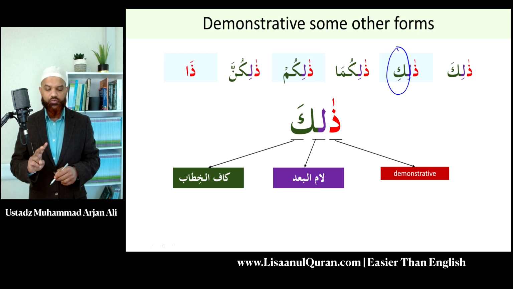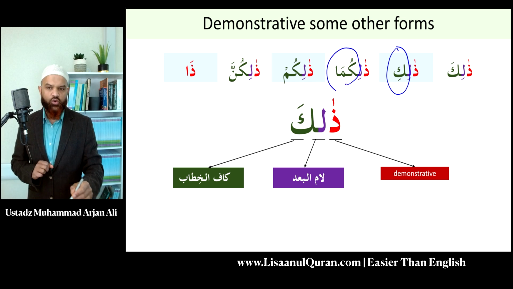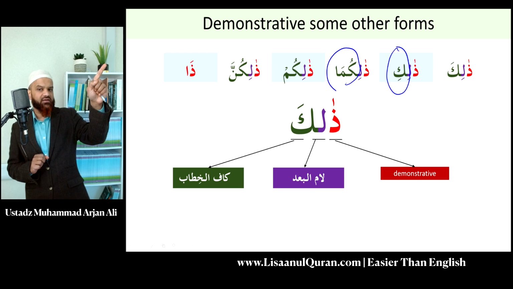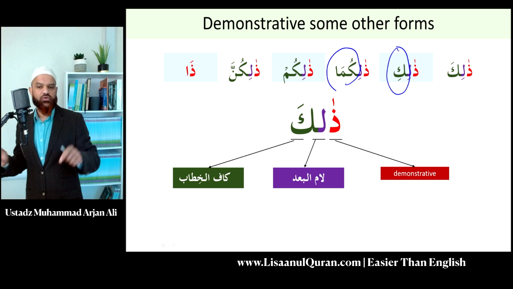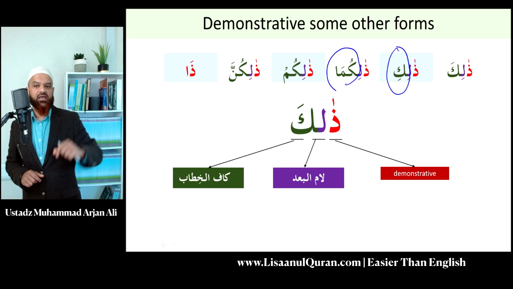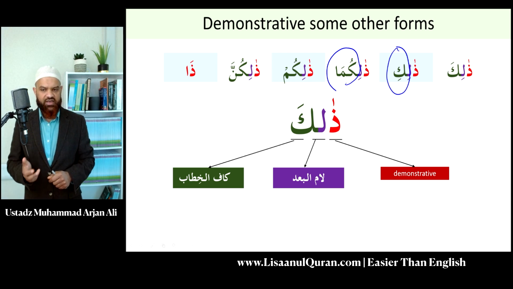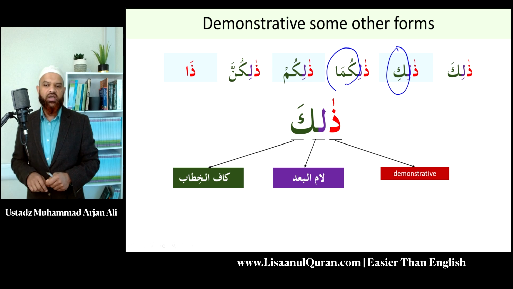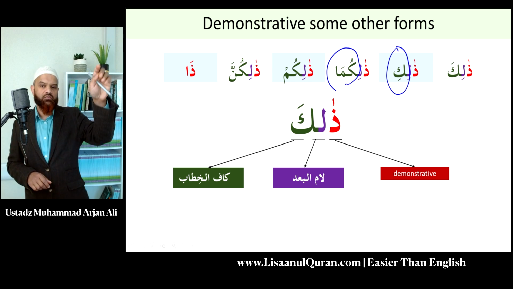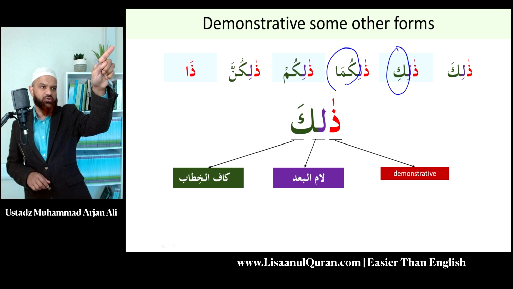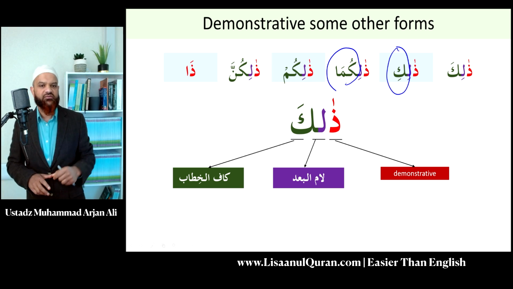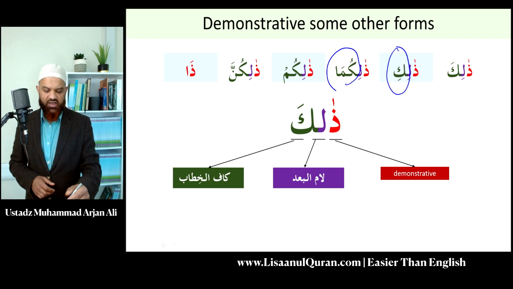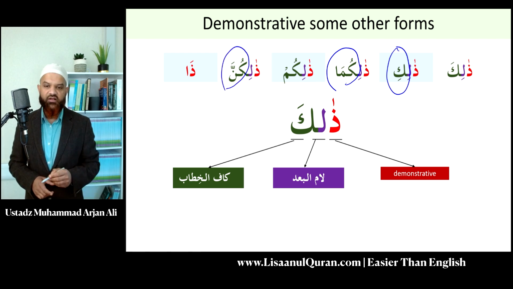If I'm talking to two people, I will use dhalikuma. I'm still pointing to one thing, but I'm talking to two of you. That will be dhalikuma. I'll talk to you that way, that is a mosque. And again, if I'm talking to a group of you, it will become dhalikum. Dhalikum, or you, pointing to one thing. All of you are here with me. I'm pointing to something far away. The same thing with dhalikunna, if I'm talking to a group of females.